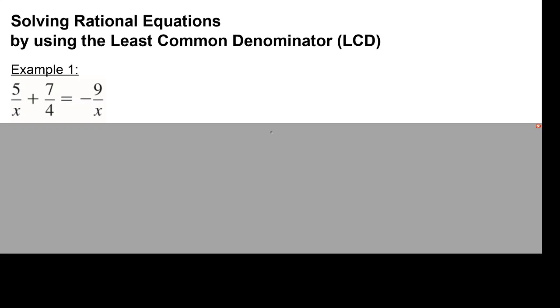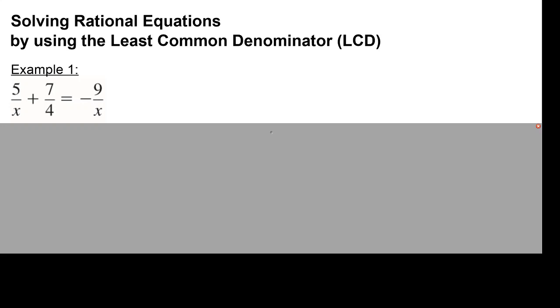This is an Algebra 2 video for solving rational equations by using the least common denominator, otherwise known as the LCD. The LCD is a number or variable, or a combination of both, that can be divided evenly by all of the original denominators. In these equations, we're dealing with fractions that all have denominators. The way we can solve these equations is by taking the LCD and multiplying both sides of the equation by whatever that works out to be.